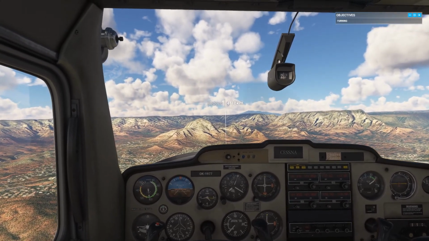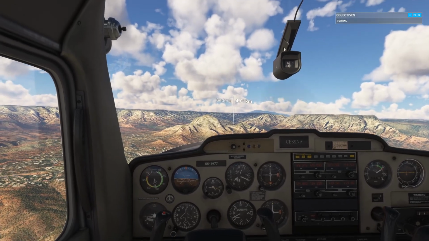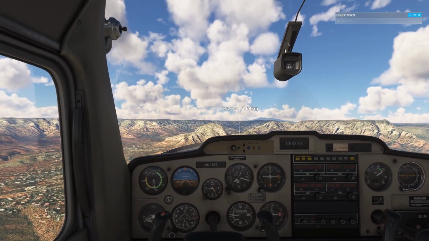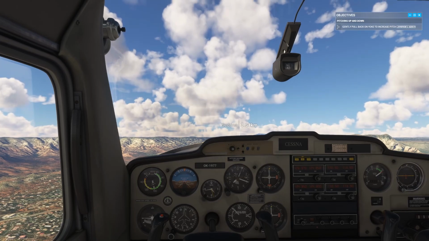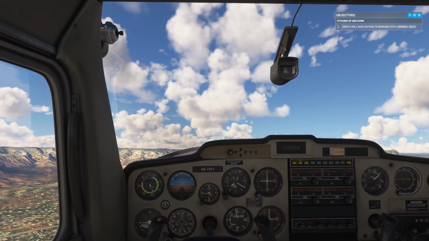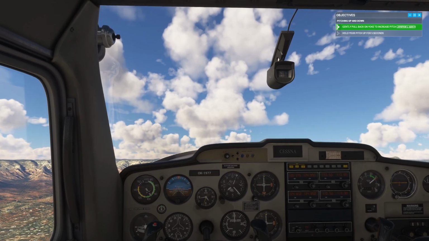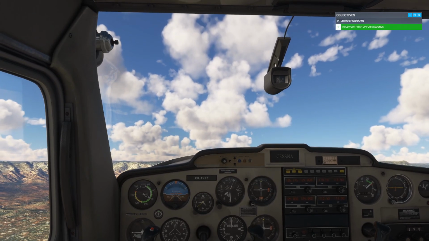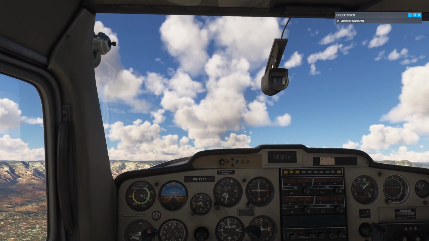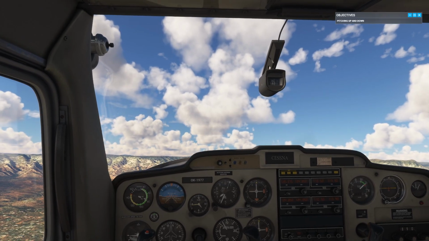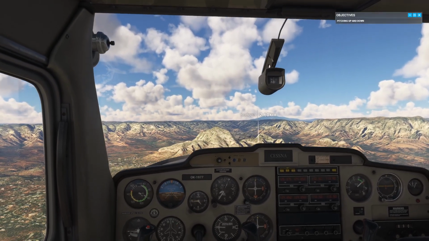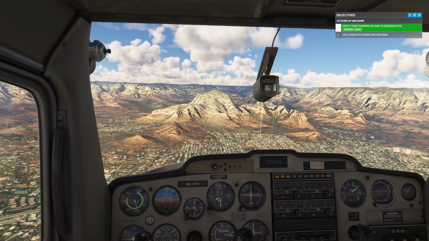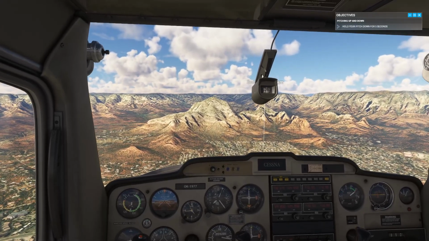As we're flying towards Sedona, let's try climbing up and down. Gently pull on the yoke to climb. Give it a try. Excellent. For the descent, it's the same principle, except you're pushing on the yoke. Go ahead, gently pitch down. That's good.